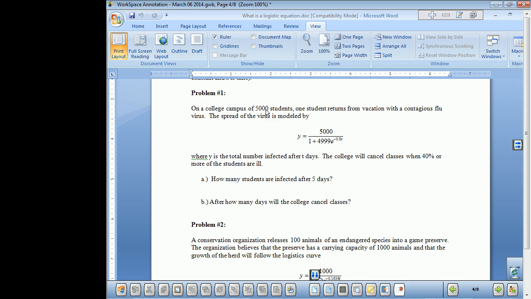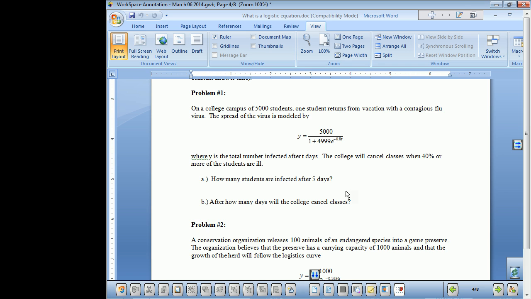On a college campus of 5,000 students, one student returns from vacation with a contagious flu. The spread of the virus is modeled by this equation. Doesn't it make sense that the maximum growth would be 5,000? That's how many students we have. The number that can get sick is the number that we have, no more than that. Y represents the total number of students that are infected after t days. The college will cancel classes when 40% or more of the students are ill. They gave us the entire function here, so all we're going to have to do is manipulate things.